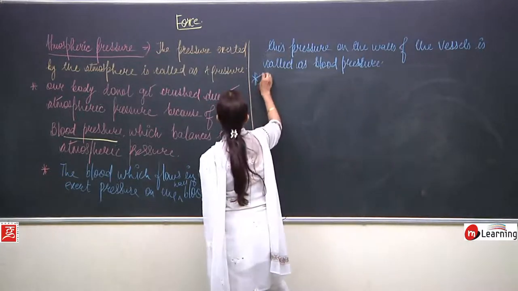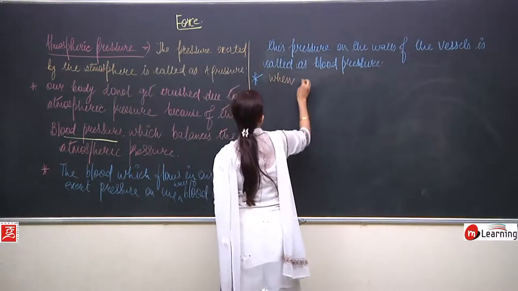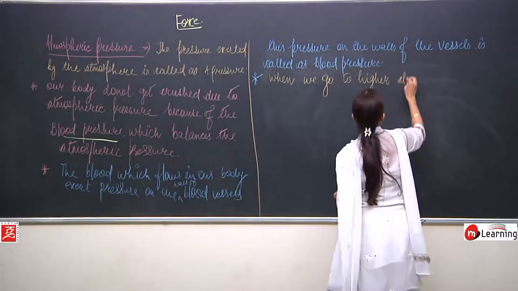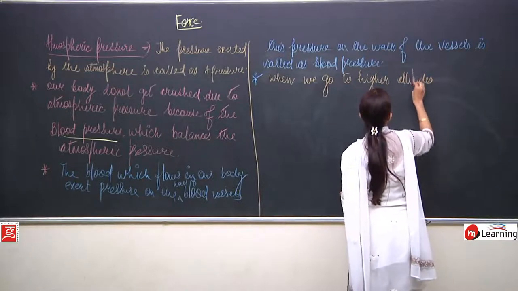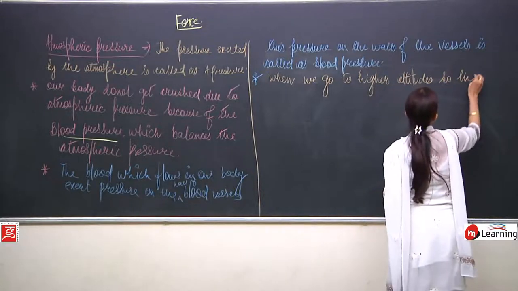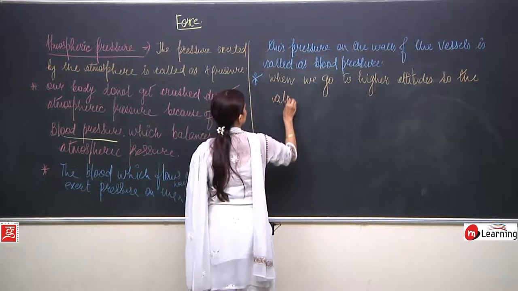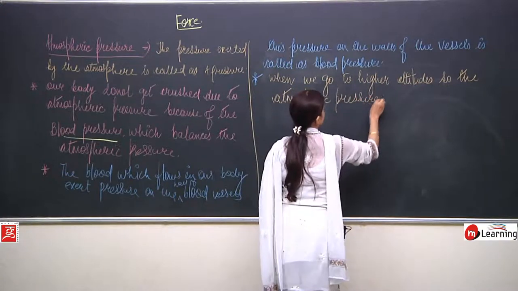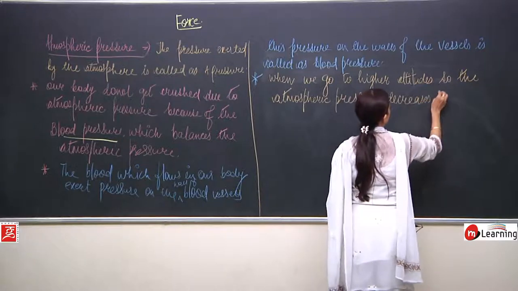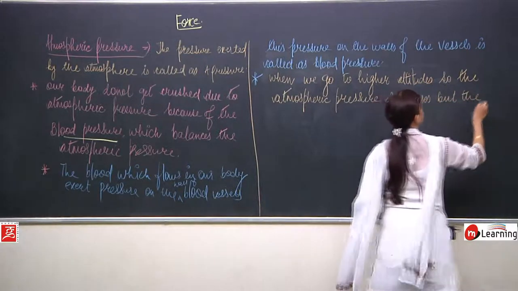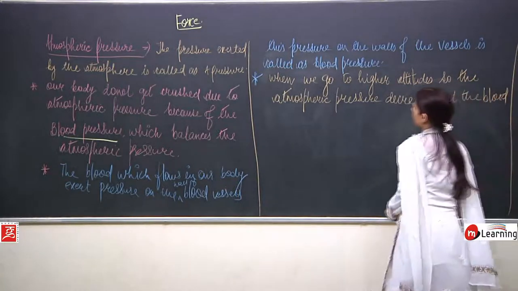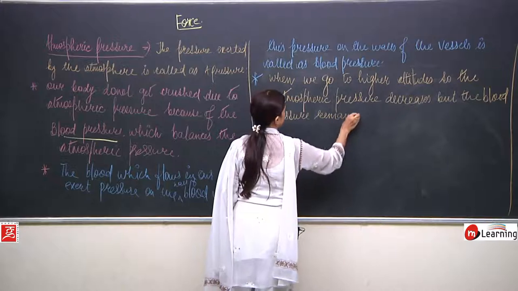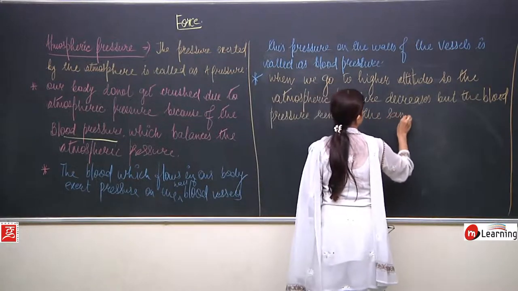Now, next point, children: when we go to higher altitudes, the atmospheric pressure decreases, but the blood pressure remains the same. Okay, remains the same. Now what will happen?